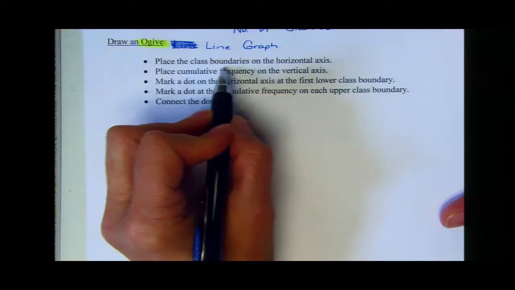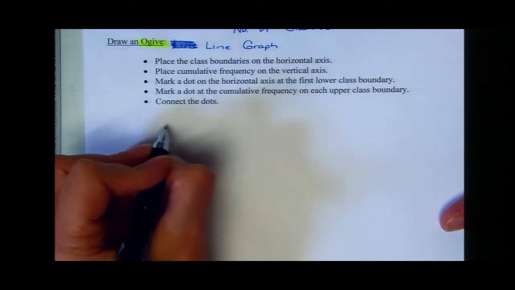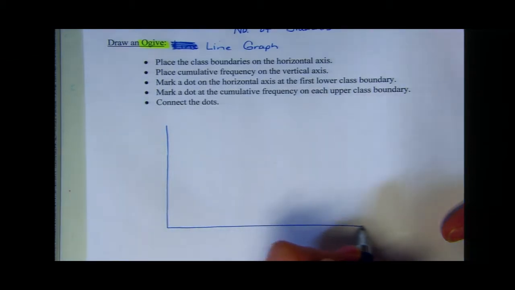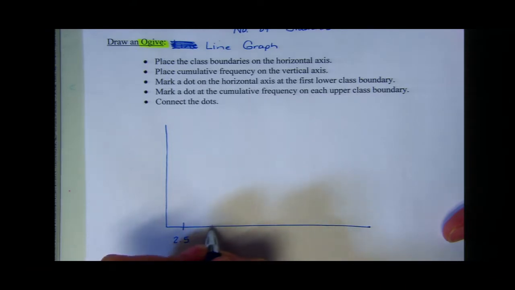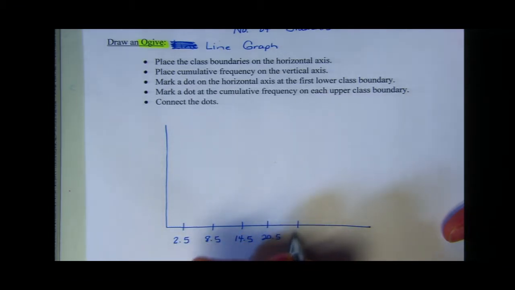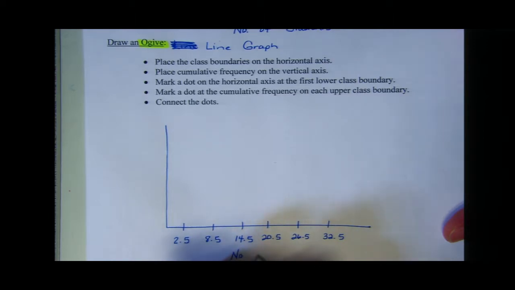Again, we're going to put the class boundaries on the horizontal axis. So I'm going to have a vertical and a horizontal, and I'm going to do the class boundaries. So 2.5, 8.5, 14.5, 20.5, 26.5, and 32.5, and I know this is number of students.